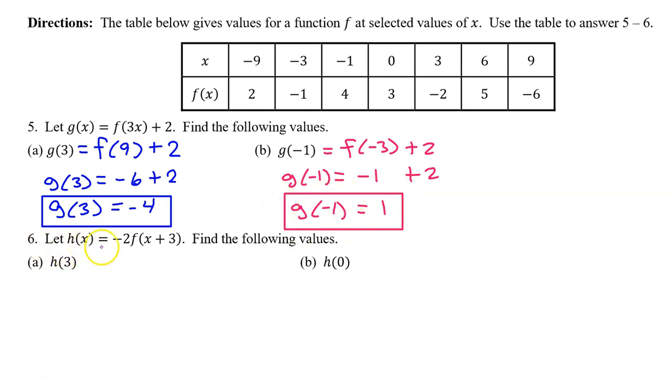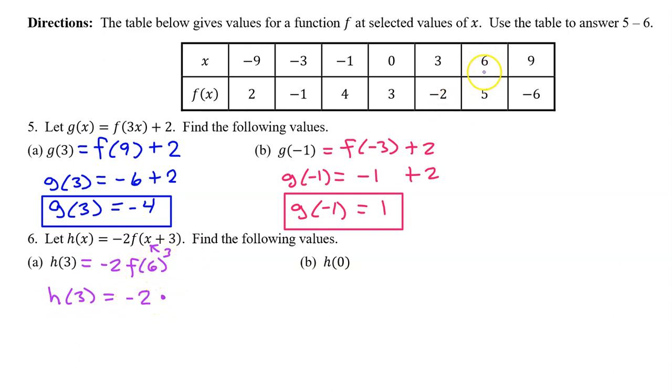Number 6. Let h of x equal negative 2 times f at x plus 3. Find the following values. Part A. H at 3 means, let's plug in 3 for x right here. So h at 3 will equal negative 2 times f at 6, because 3 times 3. And so h at 3 will equal negative 2 times whatever f at 6 is.